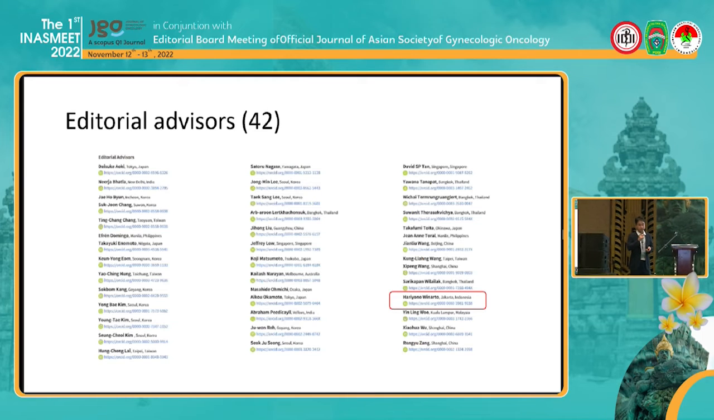This is the editorial advisors. In total, we have 42, and among them, we have only one editorial advisor from Indonesia. I am now seeing him over there, Dr. Haryono. I hope more and more will be from Indonesia.